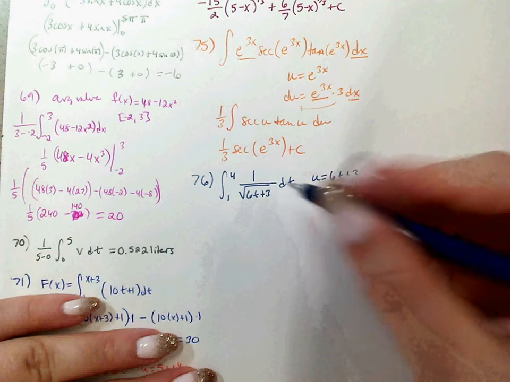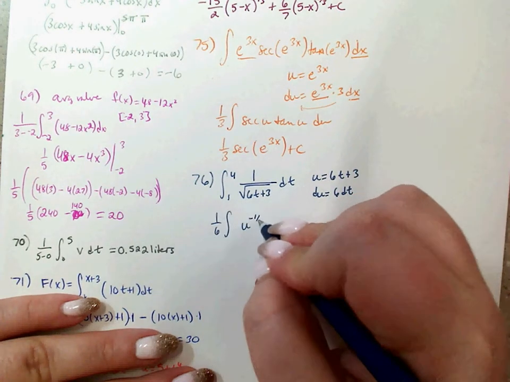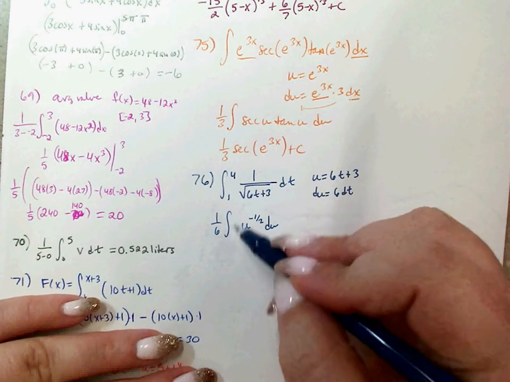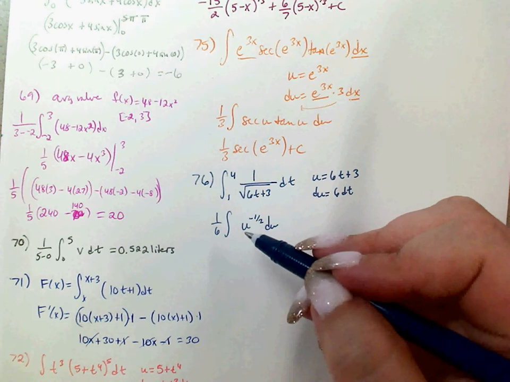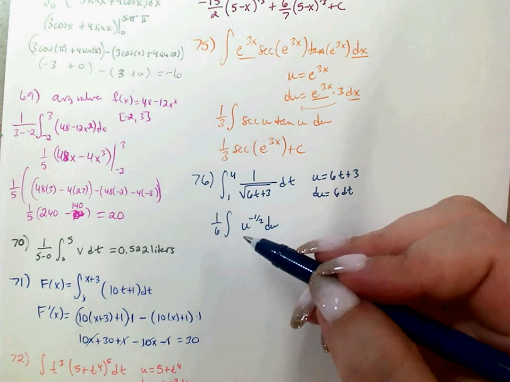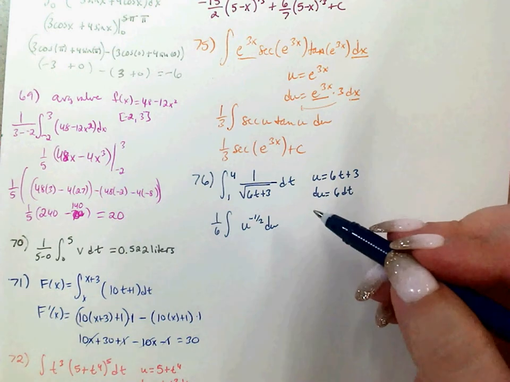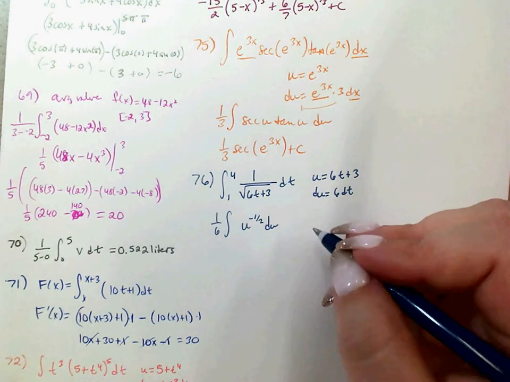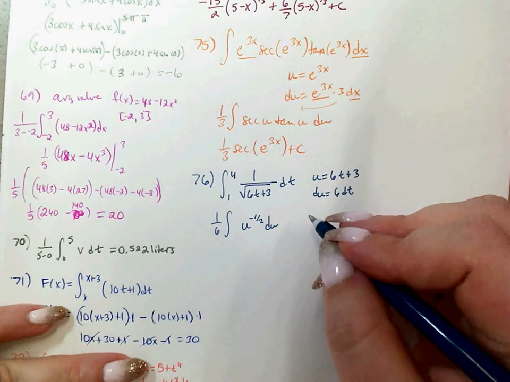We don't have a 6 hanging out, so it's got 1/6, the integral of u to the negative 1/2 du. And we cannot put the 1 and the 4 back, okay? Because this is a different variable, and so 1 and 4 are the limits of integration for t, not u. Now, you could go back to those if you go back to t at the end, but I like to go ahead and plug them in just to get that done early.